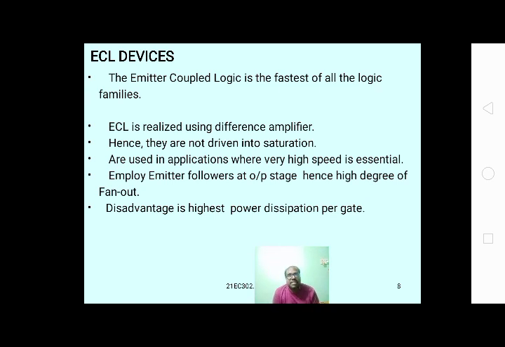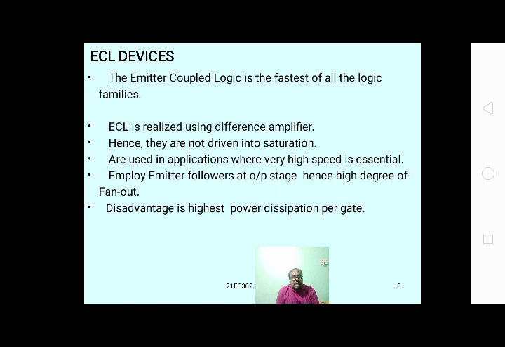Okay, these are the ECL devices. Emitter coupled logic is the fastest of all logic families. It is realized using a differential amplifier. It consists of an input bias circuit and the output emitter follower circuit.